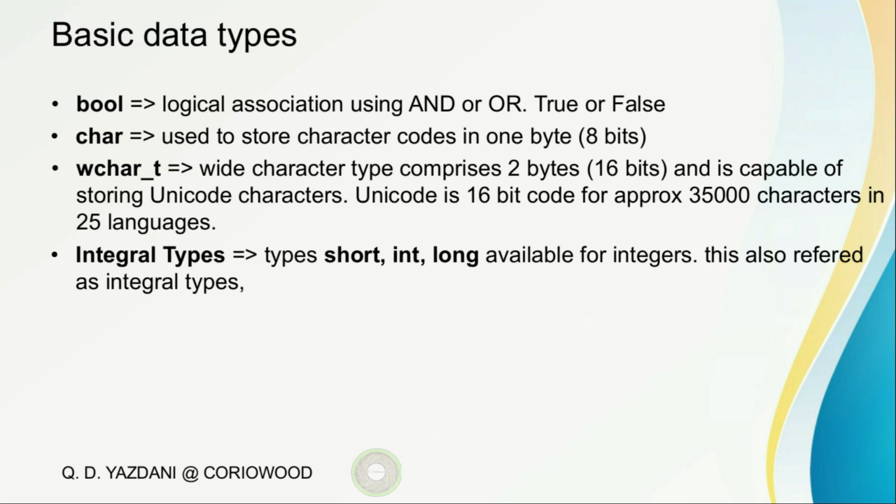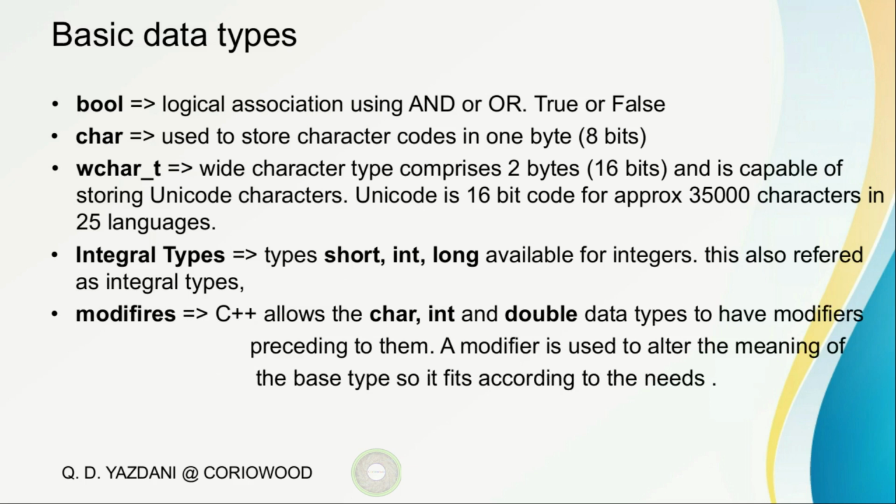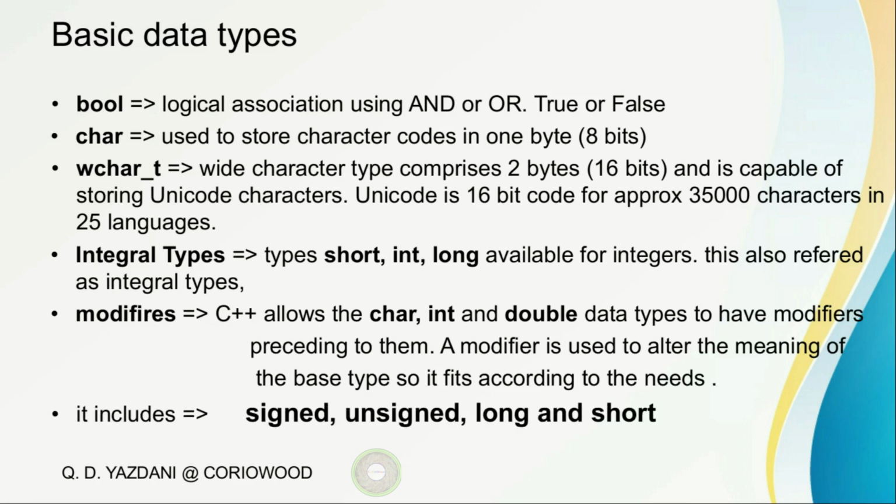This also refers to integral types. Alright, modifiers. C++ allows the char, int, and double data types to have a modifier preceding them. A modifier is used to alter the meaning of the base type so it fits the needs. It includes signed, unsigned, long, and short.